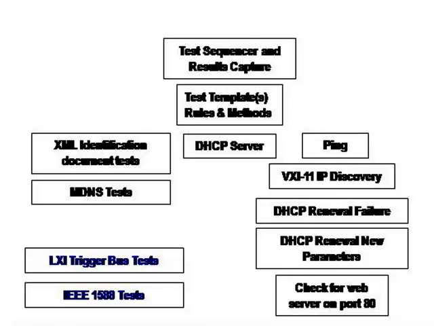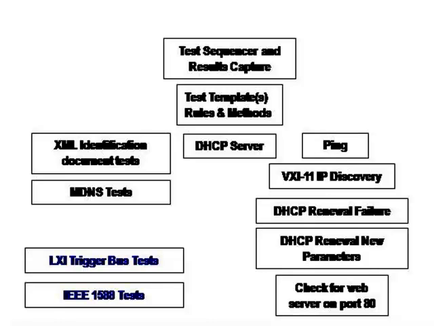There's a set of scripts and other tests. They're not all scripts. Some of them are C# code having to do with these kinds of tests. We use ping, which comes with most operating systems. We have a VXI11 IP discovery piece. We have some things that work with DHCP renewal failures and parameter changes. Check for web things, all the XML identification tests and the MDNS tests. Most of these are scripts.